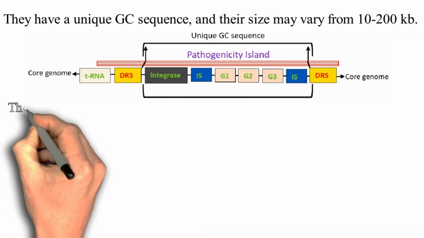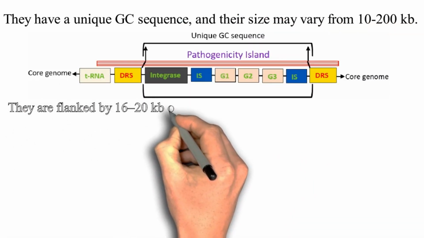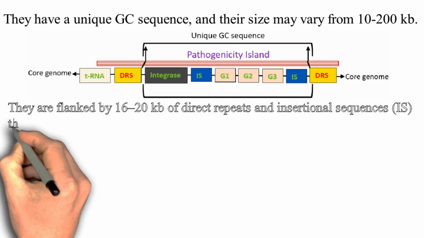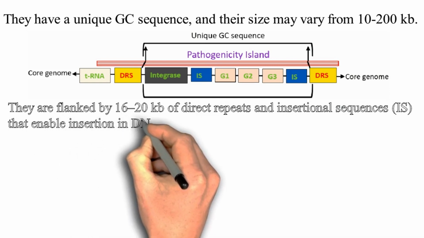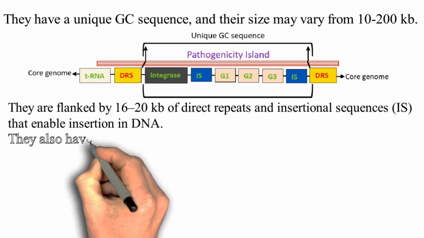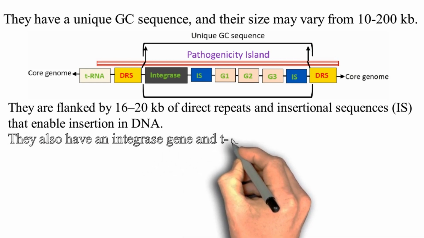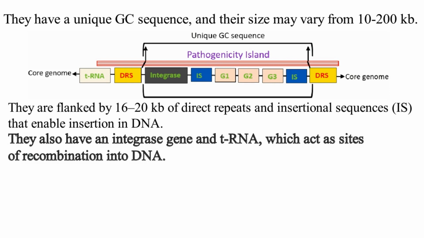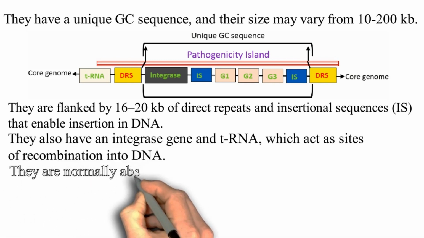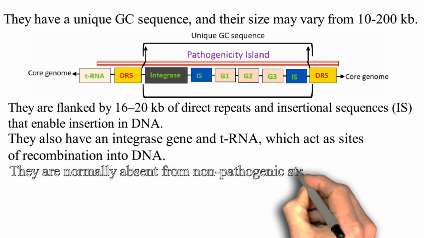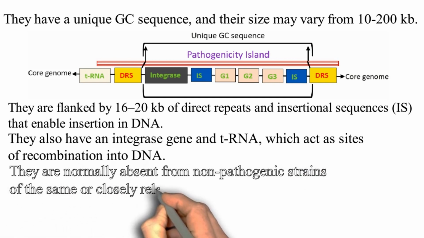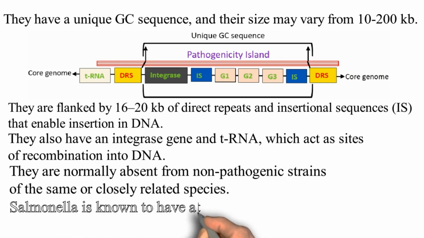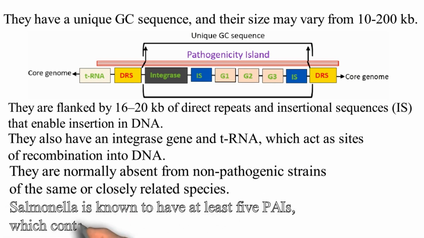They are flanked by 16 to 20 kilobase pairs of direct repeats and insertional sequences, IS, that enable insertion in DNA. They also have an integrase gene and tRNA, which act as sites of recombination into DNA. They are normally absent from non-pathogenic strains of the same or closely related species. Salmonella is known to have at least 5 PAIs, which contribute to its virulence.